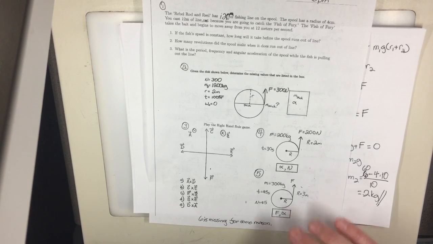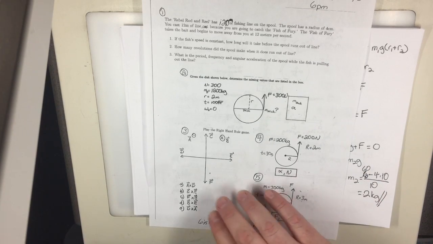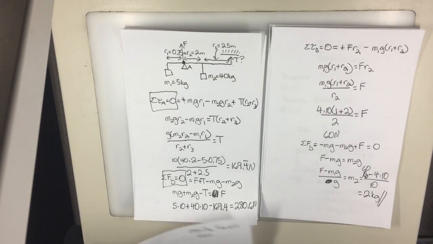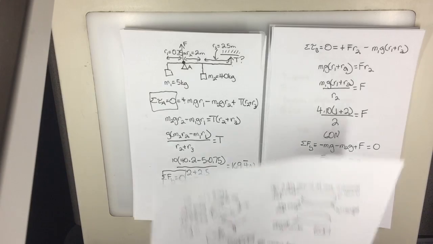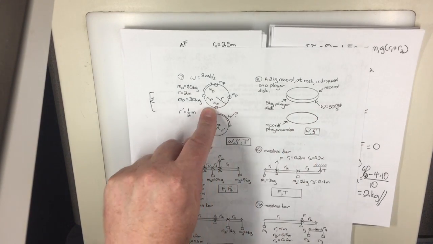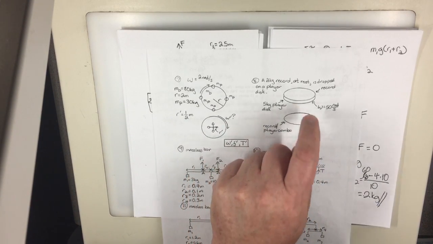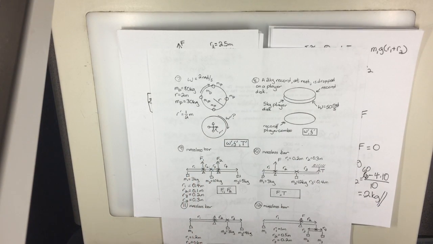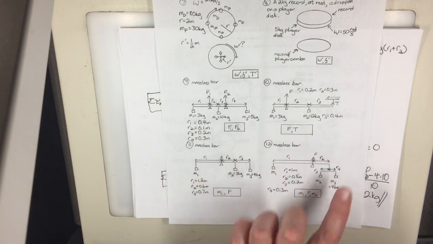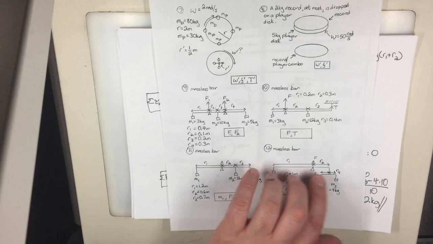For the last part of this test 2 material, I'm looking over problem set 6. We covered this yesterday. This is conservation of angular momentum. Then I gave you 4 torque bars to have fun with.